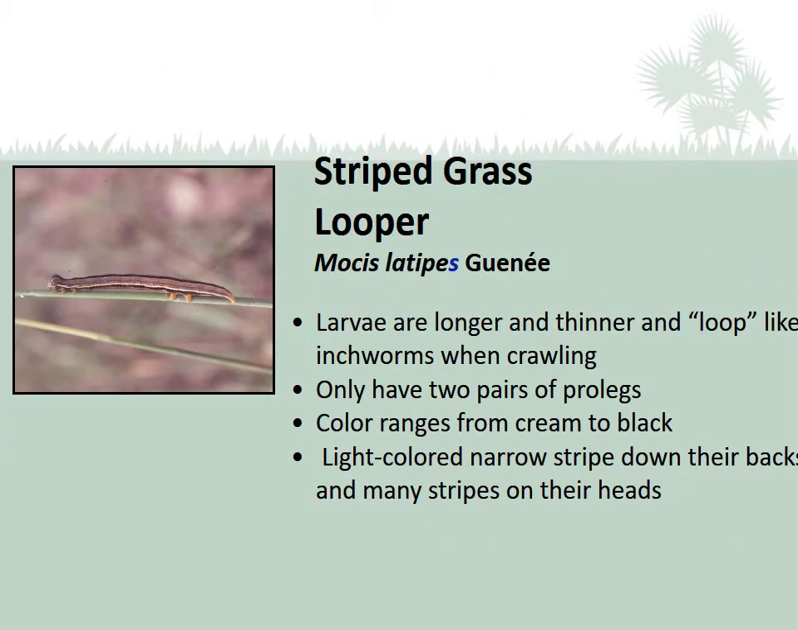The striped grass looper is another caterpillar that is a potential problem in turf, mostly feeding on Bermuda grass. I've honestly only seen it once. It's a fairly large, fairly long caterpillar, but it can be an occasional problem, mostly with just Bermuda. You rarely see it on any other turf.